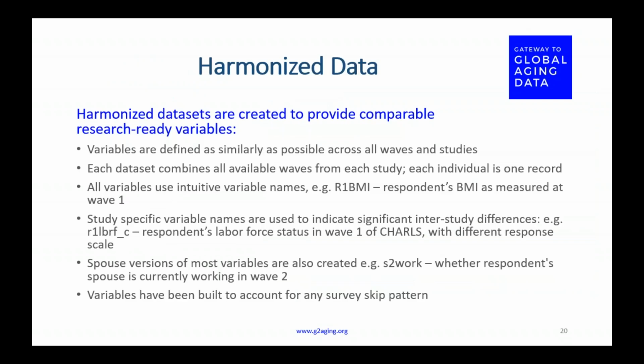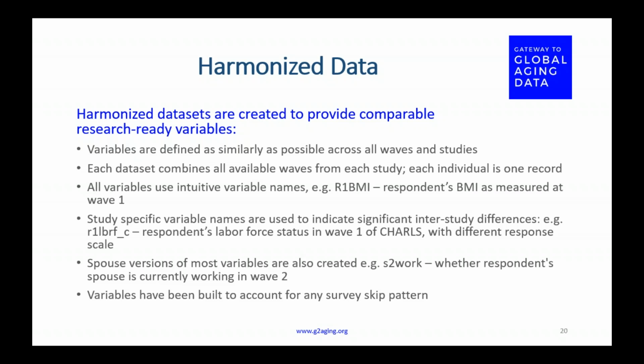So we're going to spend the rest of the webinar talking about harmonized data. And as I mentioned, that's the thing researchers use the most as part of the Gateway project. Harmonized data sets are created to provide comparable, research-ready variables. Variables are defined as similarly as possible across all waves and all studies. Each harmonized data set combines all waves of a study, and each individual is one record. So there is one core harmonized data set for each study: one for ELSA, one for MHAS, one for SHARE, one for TILDA, the Irish data. And these are fat files where each individual is one record.